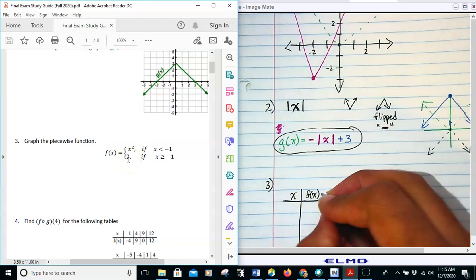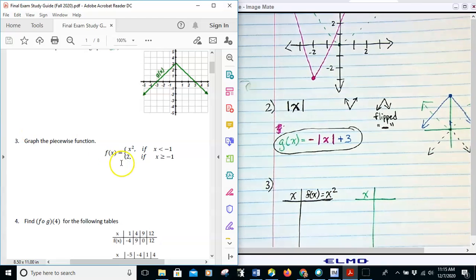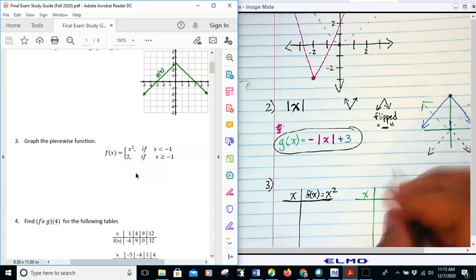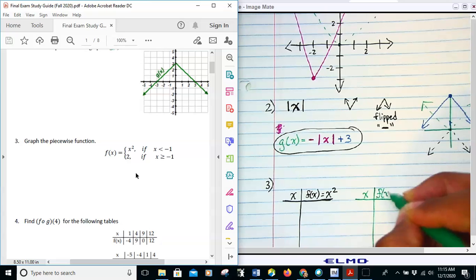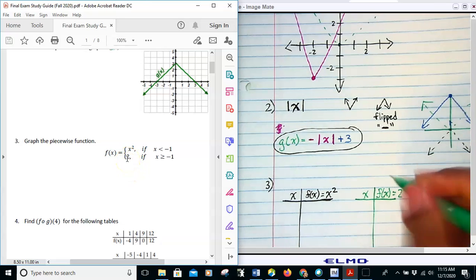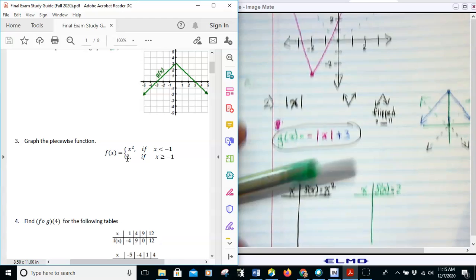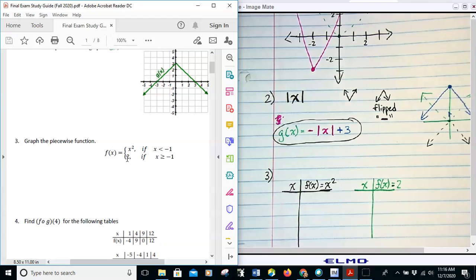So our first table will be x squared for the x squared there. And then our second table will be f of x equals 2 for the equation that's there. All right. So with that being said, we have to look at our x values that they give us. So they say x is less than negative 1.